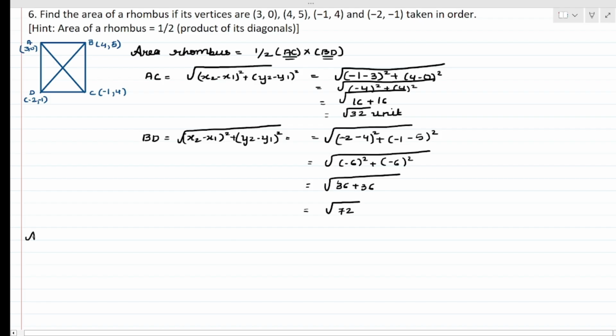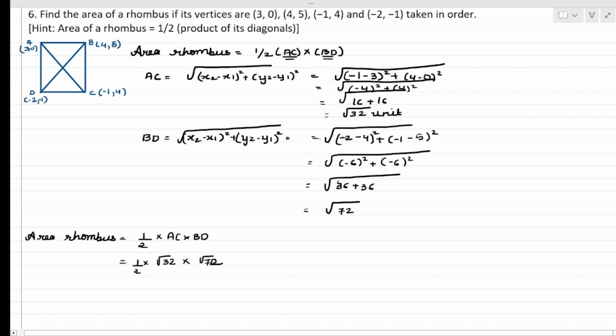Now substitute all these values in your formula. Area of rhombus is equal to half multiplied by AC multiplied by BD. That means half multiplied by, what is my AC? It's under root 32. And BD is under root 72.